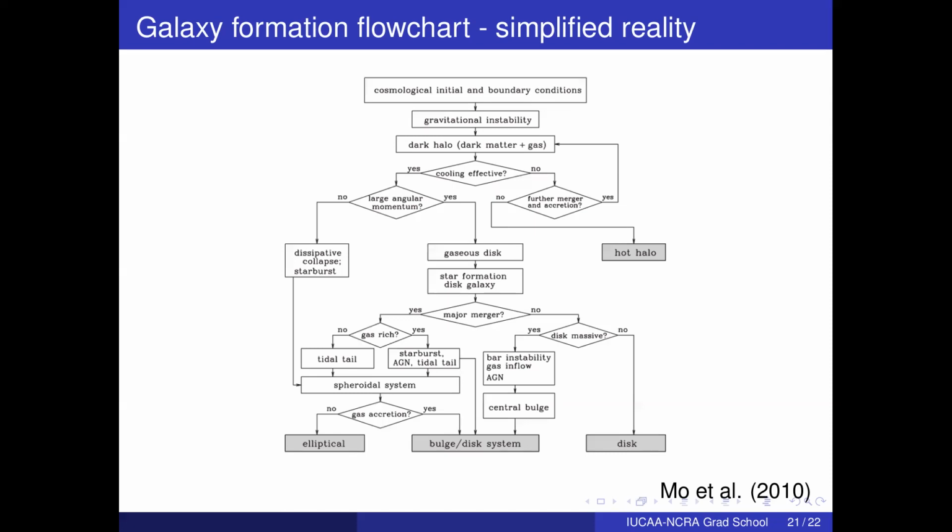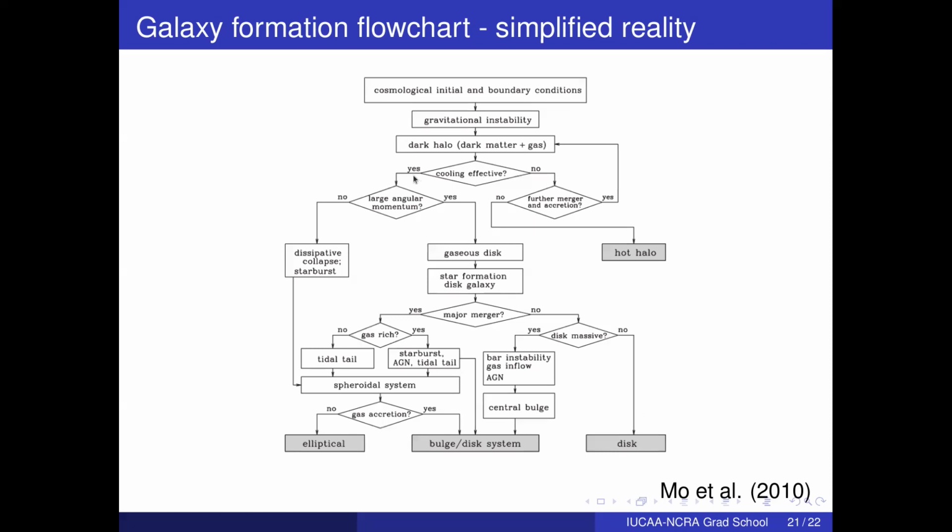This is a very nice flowchart which summarizes all of galaxy formation in one plot. You have some initial and boundary conditions. We've studied the CMB, we know what those are. Then gravitational instabilities lead to formation of dark matter halos, which will have dark matter but also gas falling into the halo due to its gravity. Then there are two scenarios: one is that the cooling of gas is very efficient, and the other where cooling is not efficient.